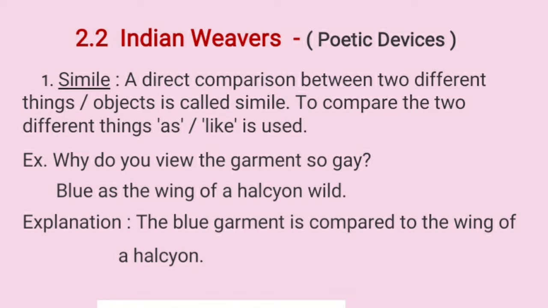Poetic devices. To make the poem more attractive, the poet used many figures of speech. Number one, simile. A direct comparison between two different things or objects is called a simile. To compare the two different things, "as" or "like" is used. For example, "why do you weave the garment so gay, blue as the wing of a halcyon wild?" Now in this example, the blue garment is compared to the wing of a halcyon. In this way, in a simile, there is direct comparison, and in the comparison, the word "as" or "like" is used. Find out two more examples of simile from the poem.